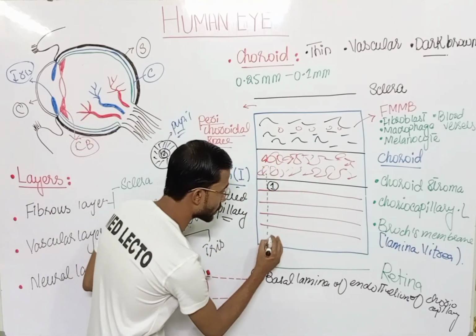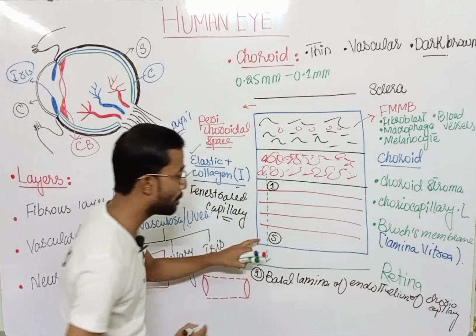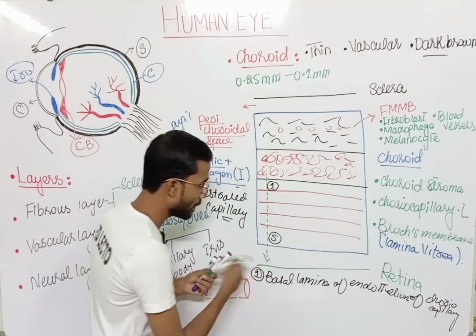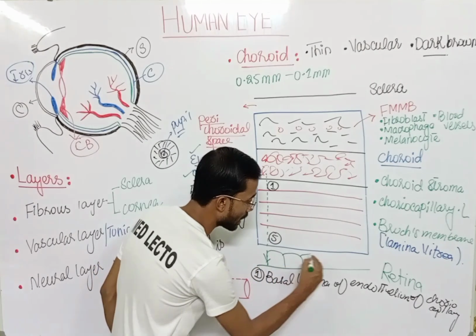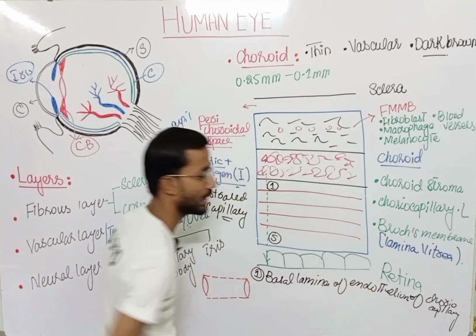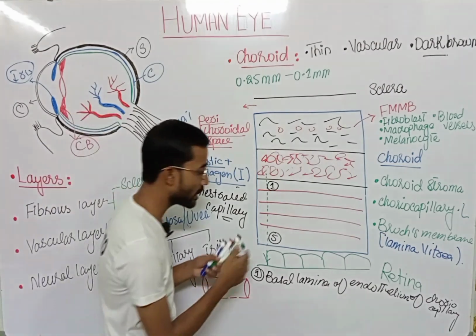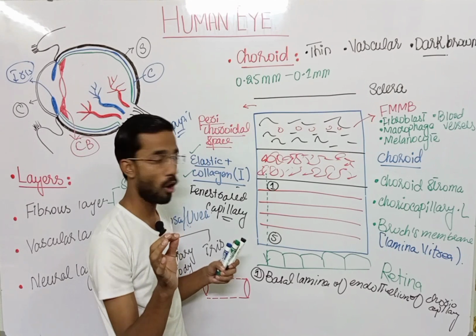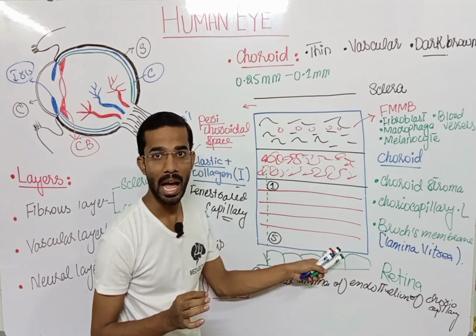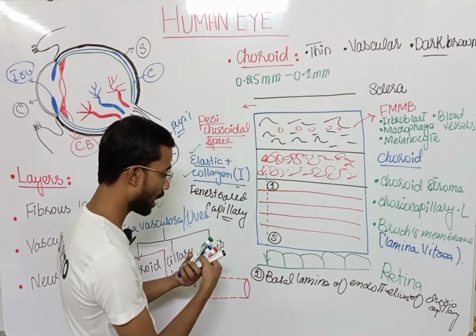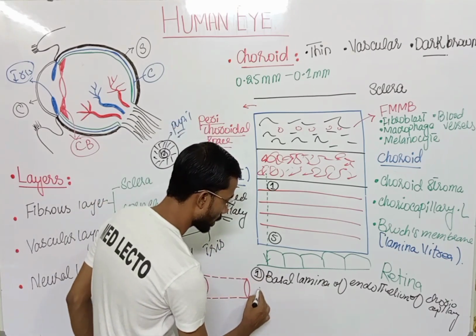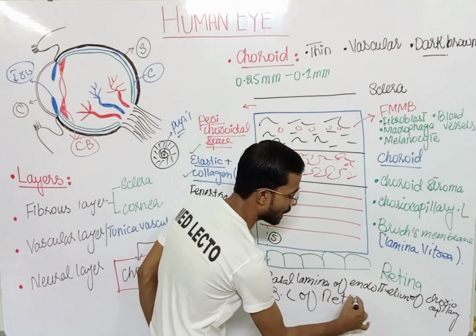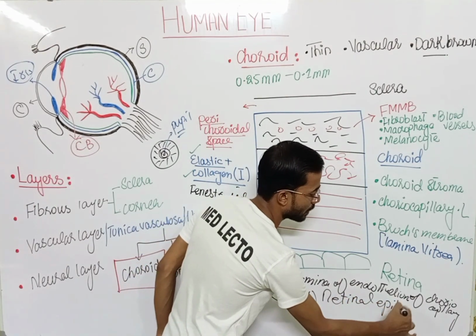And the fifth one will be the basal lamella of the retinal epithelium. Actually you will see this is the retina, and you will see the retinal epithelium. So this last layer forms the basement membrane of the retinal epithelium. So we call the last layer the basal lamina of the retinal epithelium.